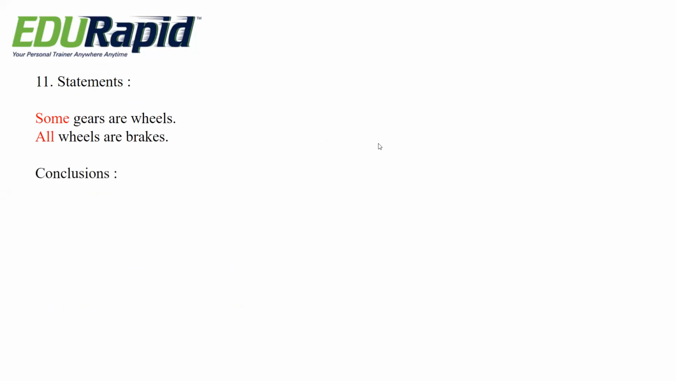Coming to the next question. Statements: some gears are wheels. Some wheels are brakes. Conclusions: no brake is a gear; at least some gears are brakes. Write down the Venn diagrams.